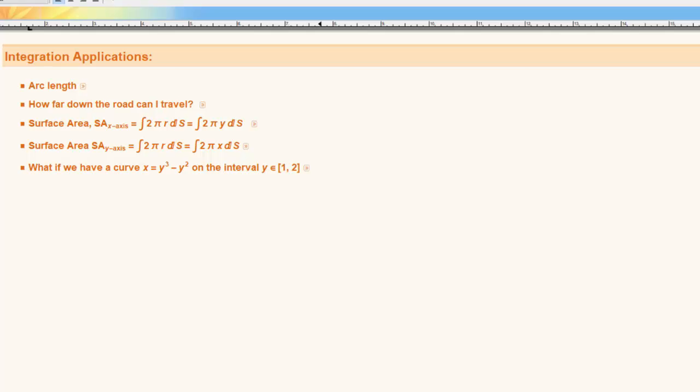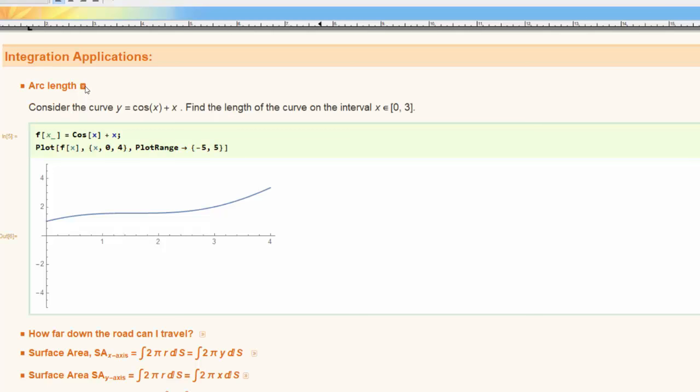In this video we're going to continue our discussion about applications of integration. Specifically we're going to look at arc length and surface area. We'll start by looking at arc length. Our goal is to find the length of the curve y equals cosine of x plus x on the interval from 0 to 3. So we're going to follow the same general approach we did in the previous video.